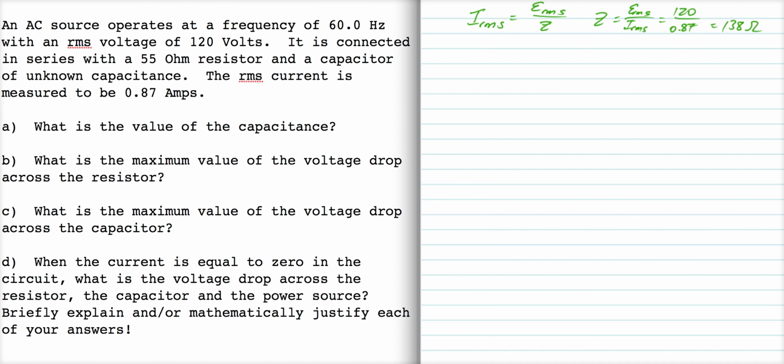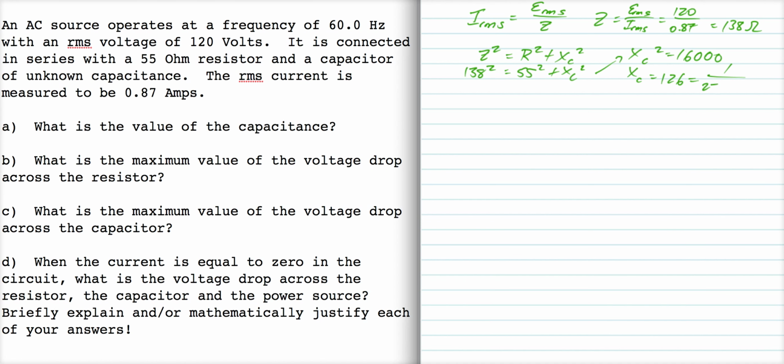Okay, now, in this case, there's no inductor, so the impedance is just the resistance plus the capacitor reactance. Inductive capacitance doesn't make any sense. Alright, and then this is 138 squared, and the resistance is given to be 55. And so when we solve for x sub c squared, it's 16,000. Therefore, x sub c is 126.